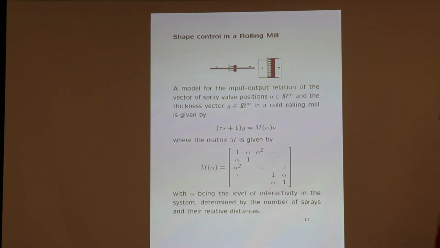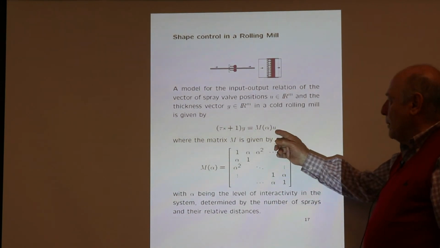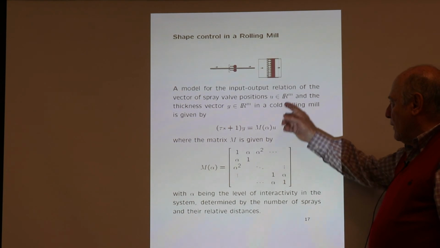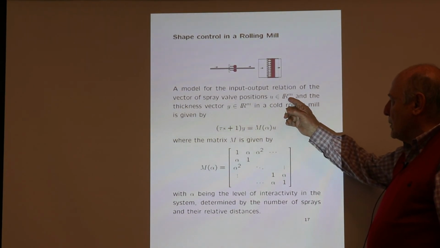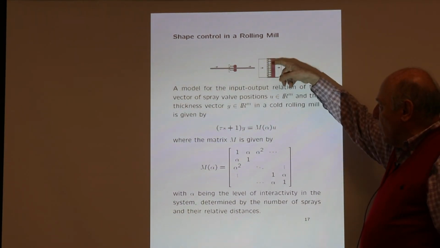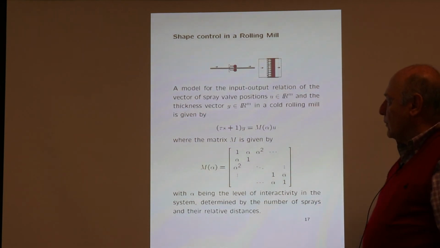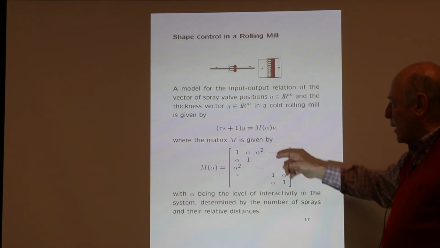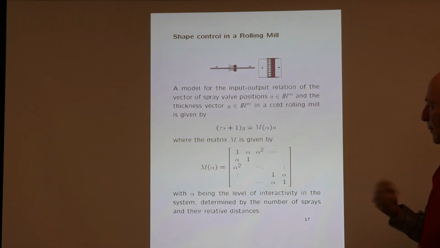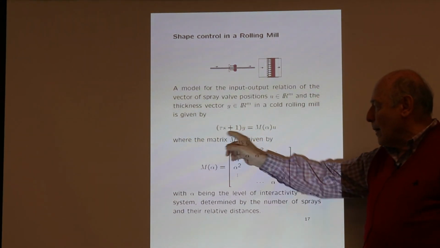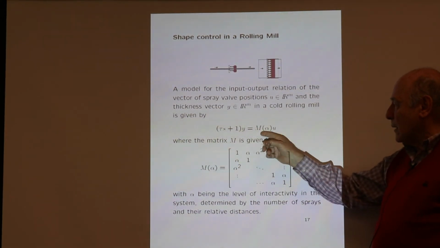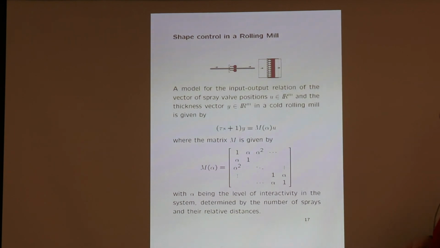So this system has many outputs, many inputs. In fact, you have m inputs, and at each point you're measuring the thickness of the material, therefore you will have as many inputs and outputs. This is a square system, but the dynamics is very simple. It's a first order dynamics acting on each component of y, and on the right you have a matrix which gives you the interactivity in the system.